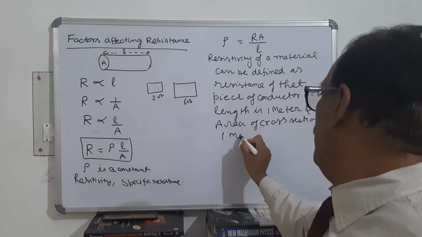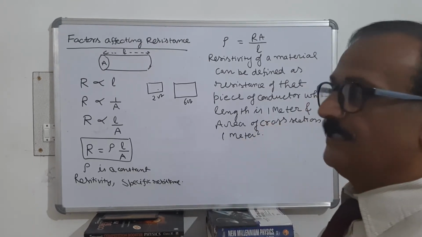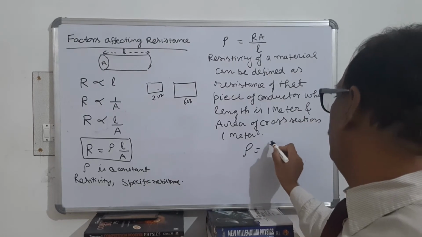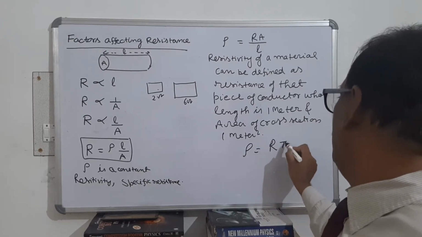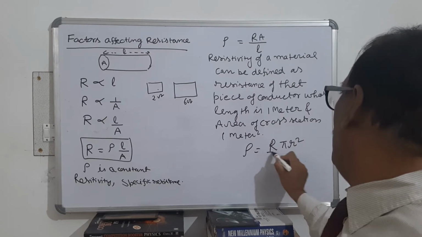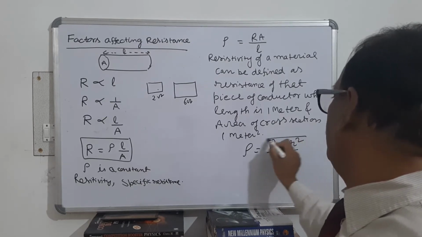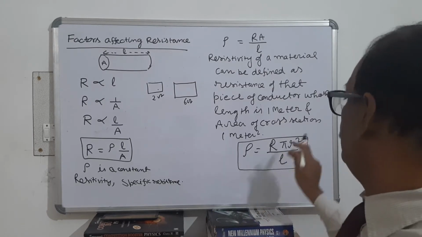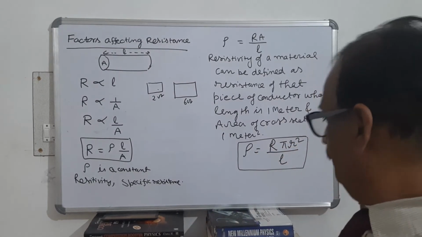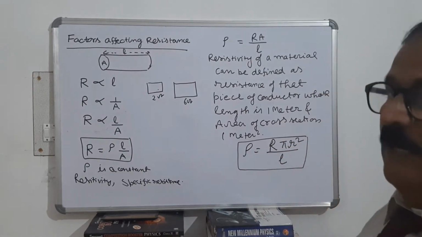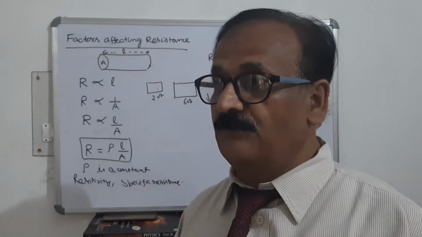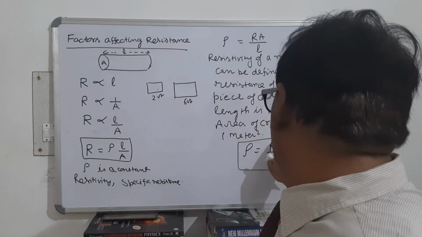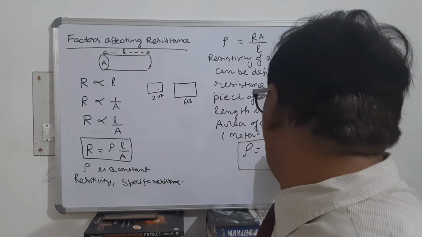1 meter square. If the cross sectional area is circular, then you can also write rho is equal to R, and area you can write as pi r square. Rho is equal to R pi r square upon L. Resistivity is a constant for a material. It's not proportional to r square. Resistance is inversely proportional to area and directly proportional to length. Resistivity of a material is equal to R pi r square by L.